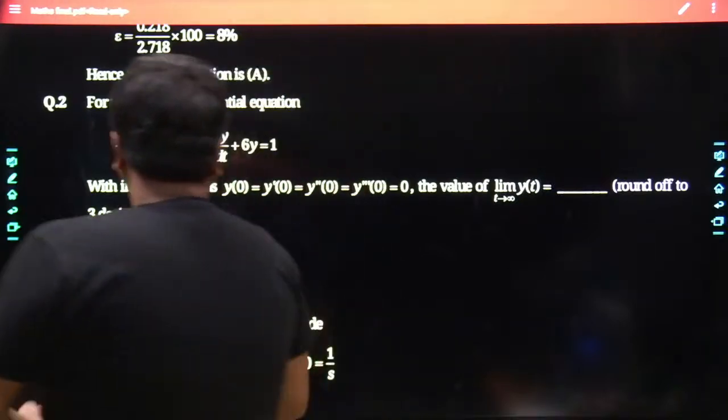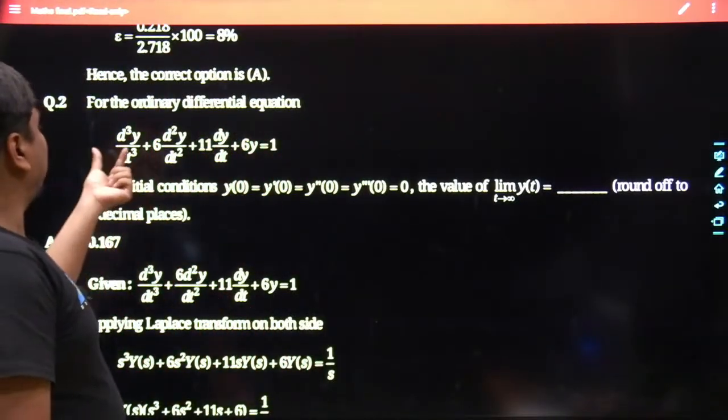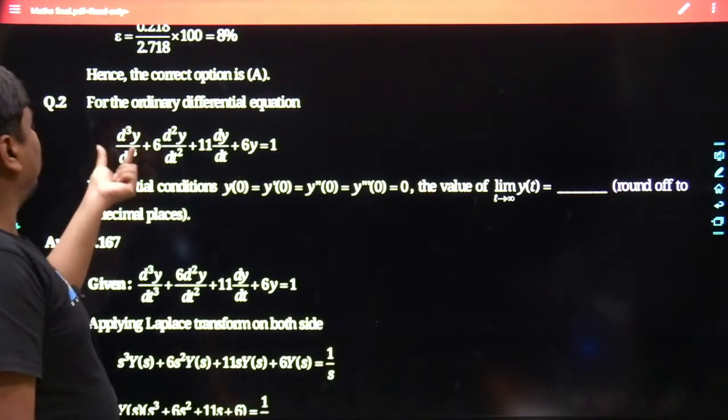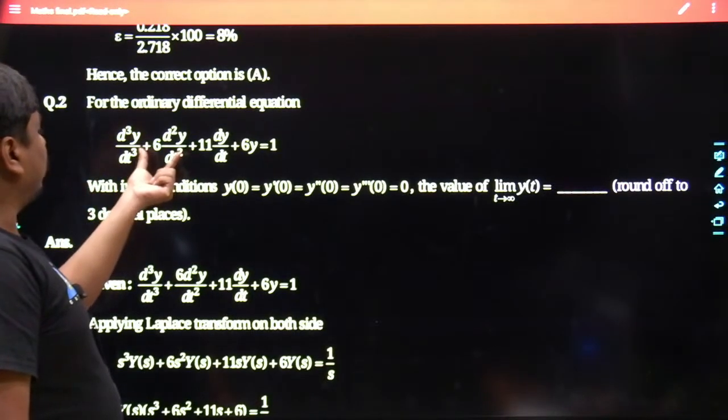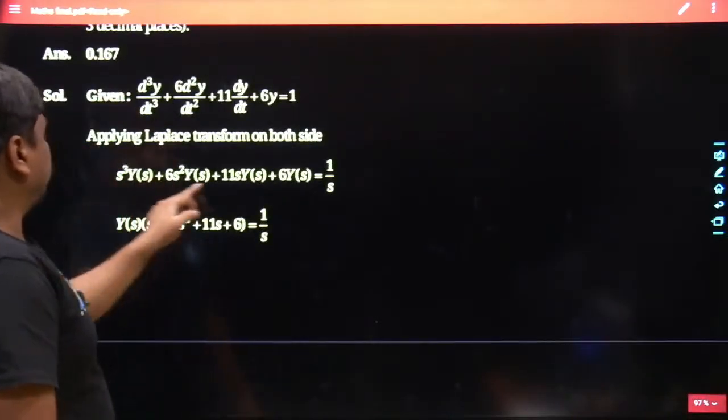What it says, I can take Laplace on both sides. Once I take the Laplace of 1, it becomes 1 upon s. Here it's simply going to be s cube of Y of s, s of Y of s, similarly 11 of Y of s, and here it becomes 6 of Y of s.